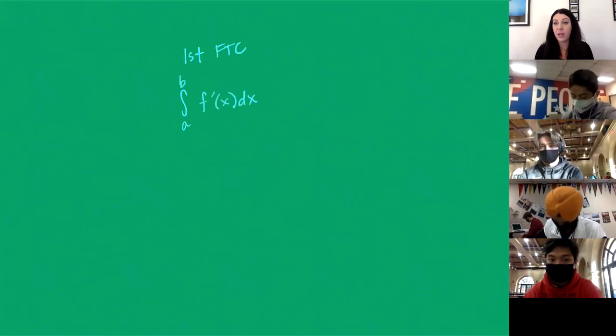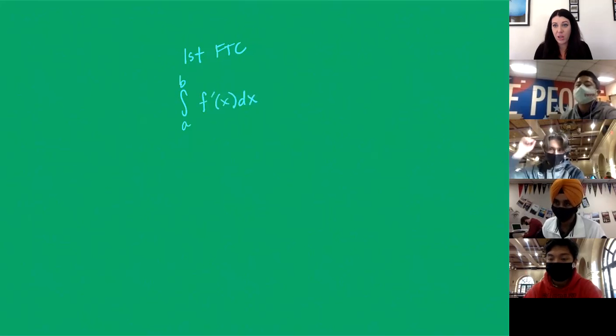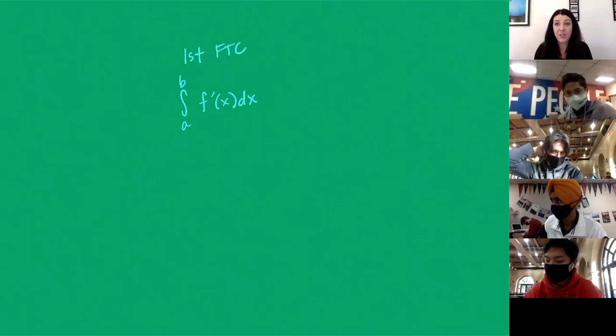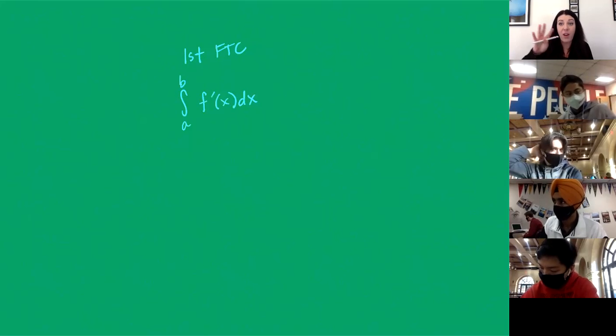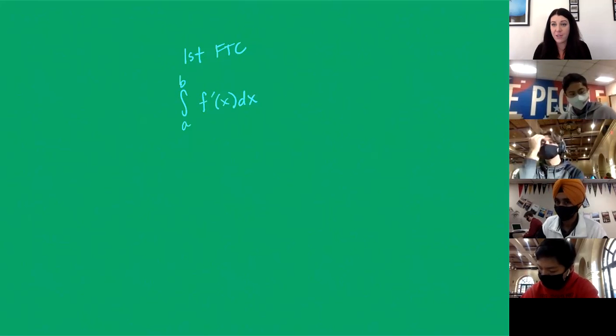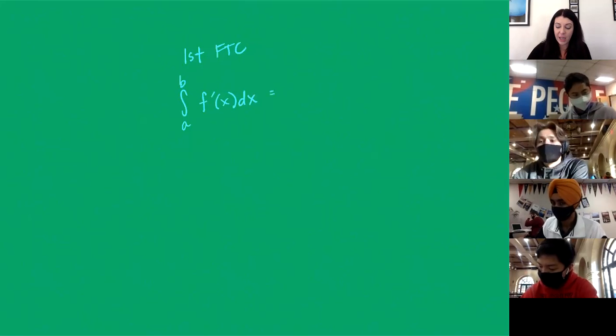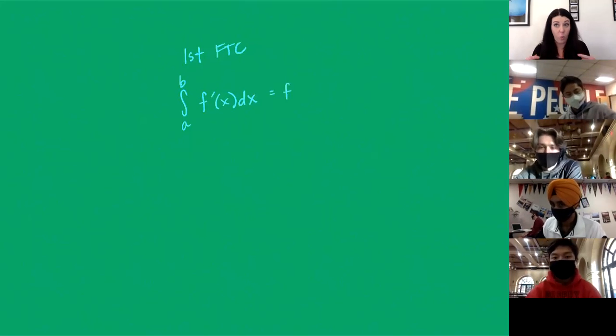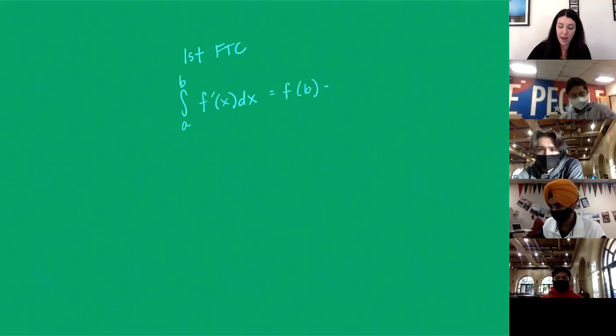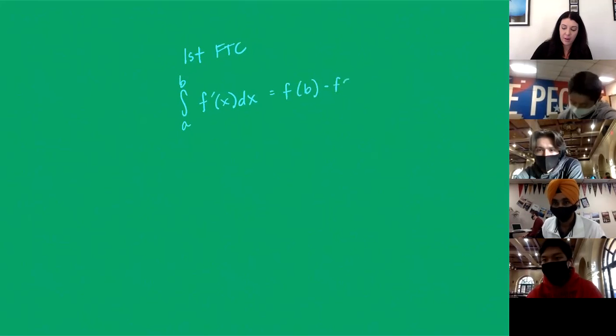So this time the derivative is inside of the integral. Okay, it's different. It's second FTC if you're taking a derivative of an integral. First FTC means I'm taking an integral of a derivative. And what I get here is f, whatever the actual integral of that is, of b minus f of a.